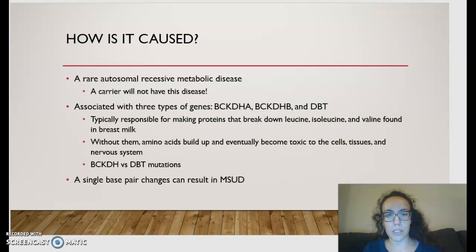So maple syrup urine disease is a rare autosomal recessive metabolic disease. This means that it needs to be inherited, and both recessive genes need to be present for an individual to have maple syrup urine disease. People who have one recessive gene and one dominant gene will not have the disease, even though they will be a carrier. We'll see in some examples I have later on, but this also means that this disease can tend to skip generations.